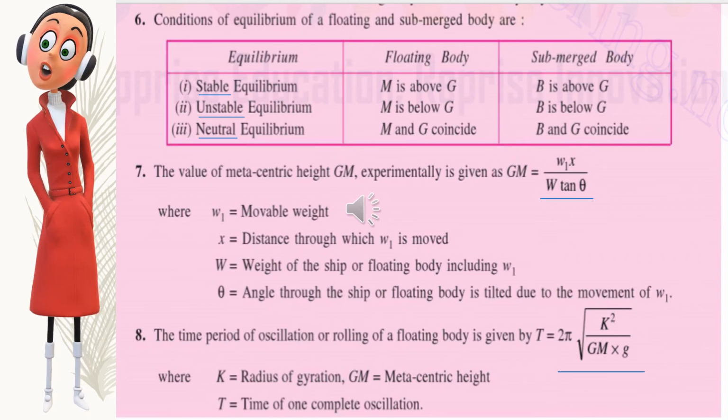Sixth one, first answer is stable equilibrium. Sixth one, second answer is unstable equilibrium. Sixth one, third answer is neutral equilibrium. Next, seventh one, capital GM equal to w1x divided by W tan theta. And then eighth answer is capital T equal to 2 pi root of k squared divided by GM into g.